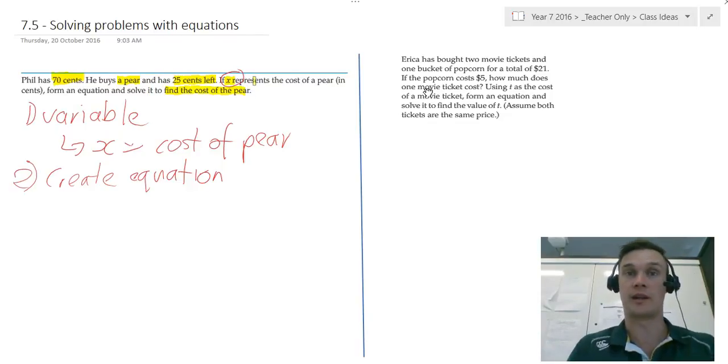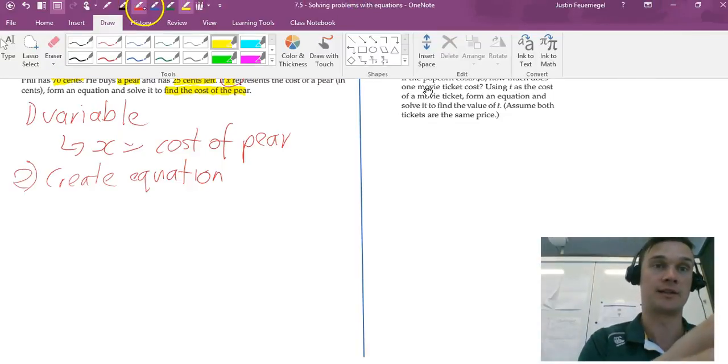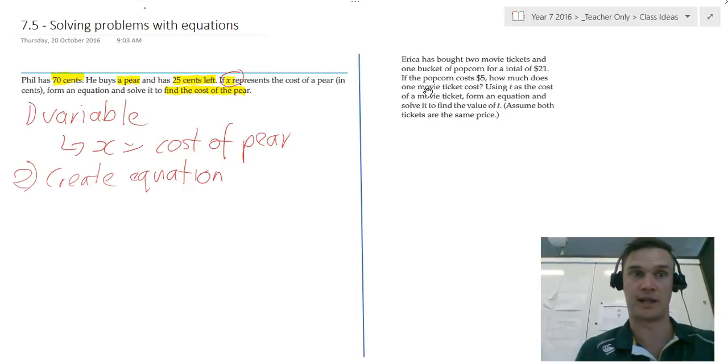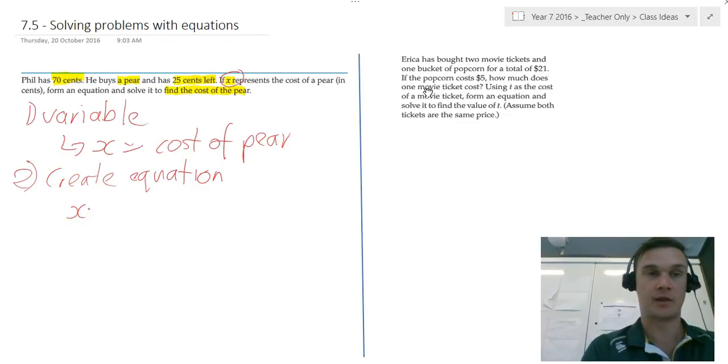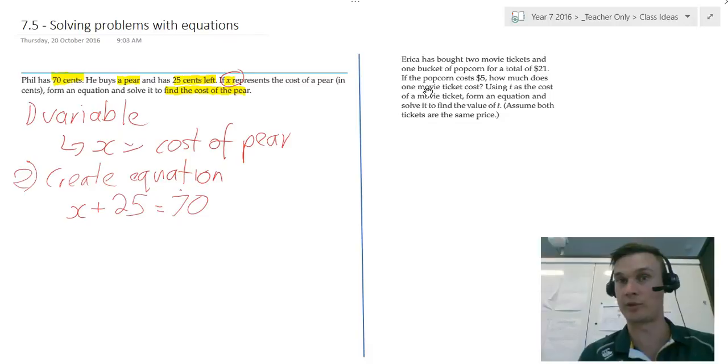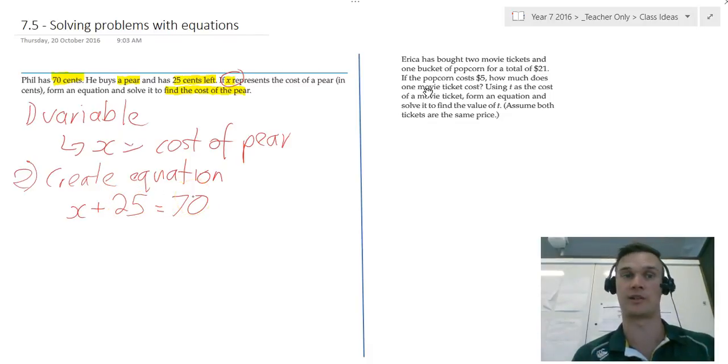Now what I want to do is create an equation. I do that by analyzing this and really just starting to get my information out. So the equation that I have is that, I know that X is the cost of the pear. I know that if I add 25 cents, so that's what I had left over, I will get 70 cents. So now I've created an equation. The cost of the pear, which we don't know, which we need to find out, I've got 25 cents, and that's going to equal the 70, which is the total that I started with.